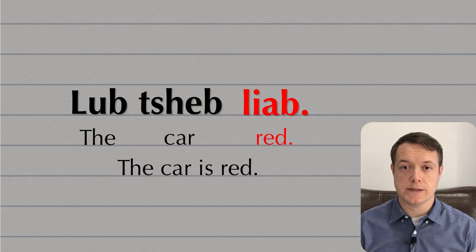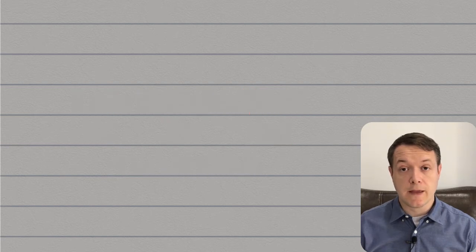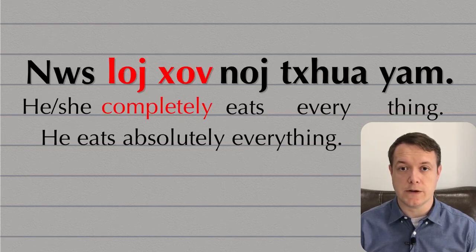The car is red. Red comes after because it's describing the car. However, sometimes, in rare cases, there are exceptions to this rule. So, for example, nu lo so no chua ya. Lo so is a rare adjective that goes before the thing it describes.